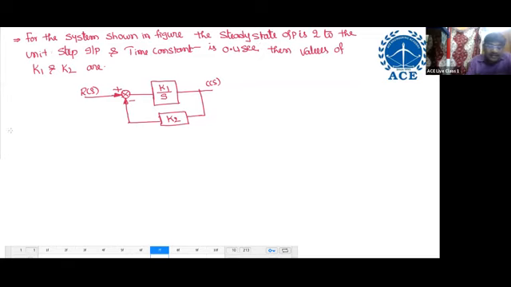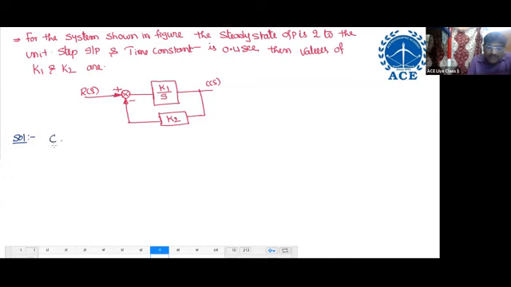First, see, whenever they give any question in the exam, simply remember: try to use the given data, and automatically you'll get the answer. What is the given data telling? Steady state output is given.